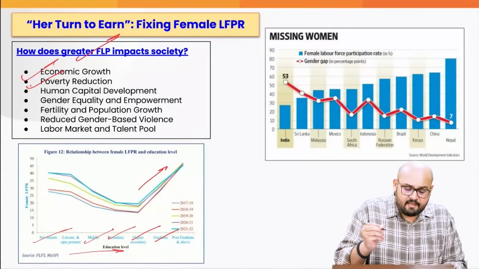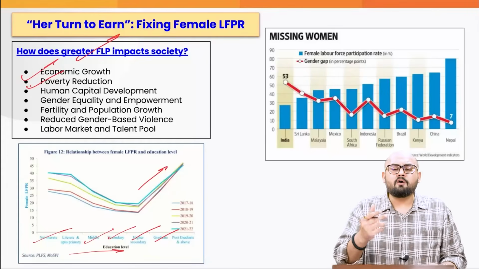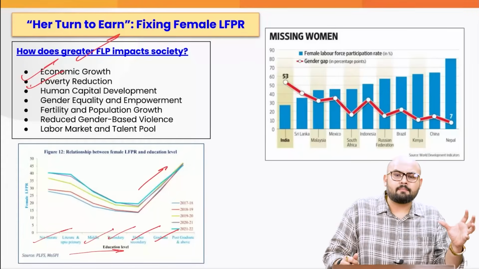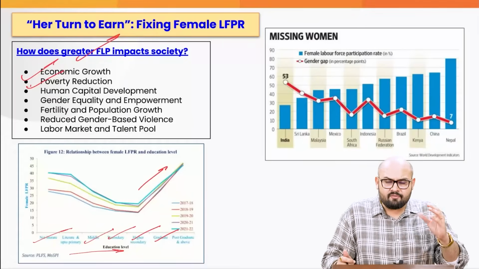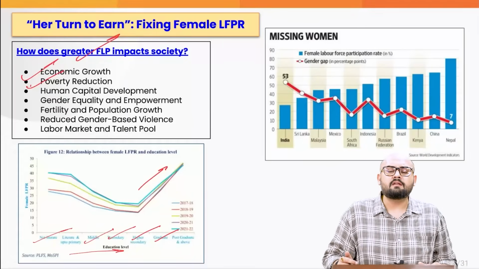Next, we have poverty reduction. Now, this is but obvious that if we have women in the families also contributing to the economy, having productive livelihood opportunities, then definitely it would reduce the poverty levels in the country, right?